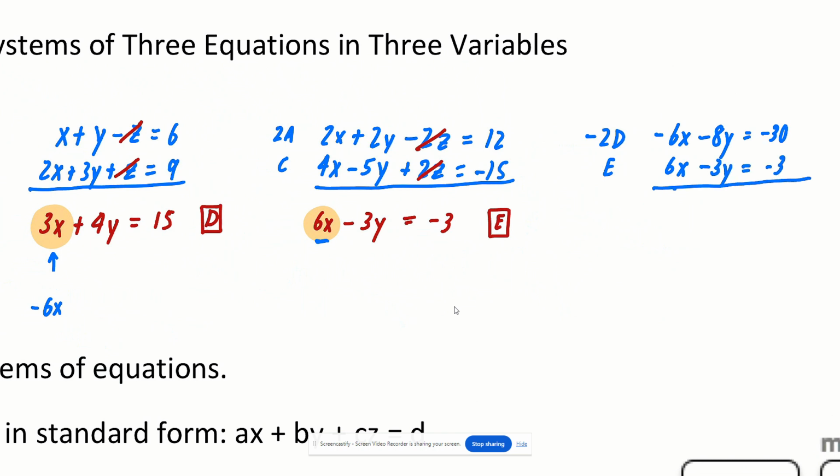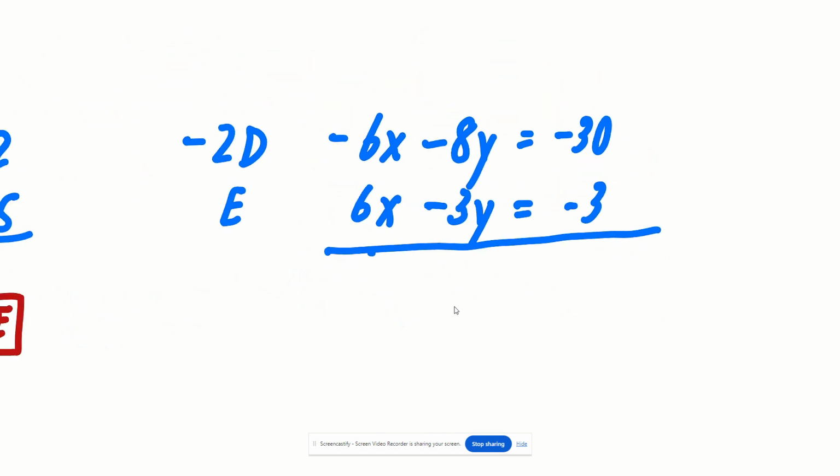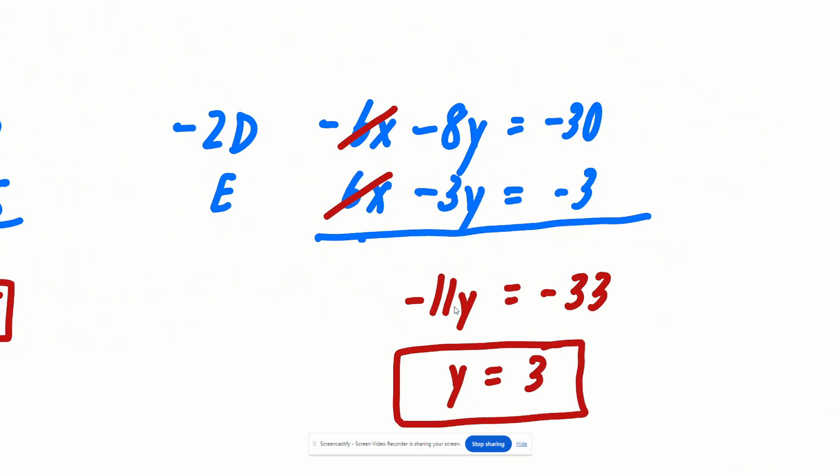Now, why would I do that? Because now look at what else will cancel. Negative 6x and positive 6x will cancel, leaving me with one final variable, y. Negative 8y minus 3y is negative 11y. And on the right side, negative 30 minus 3 is negative 33. If I divide by negative 11, negative 33 divided by negative 11 is positive 3. My y value equals positive 3.